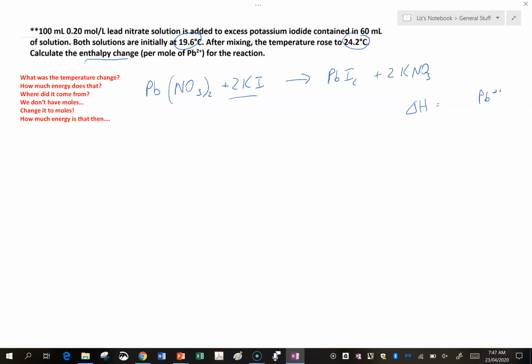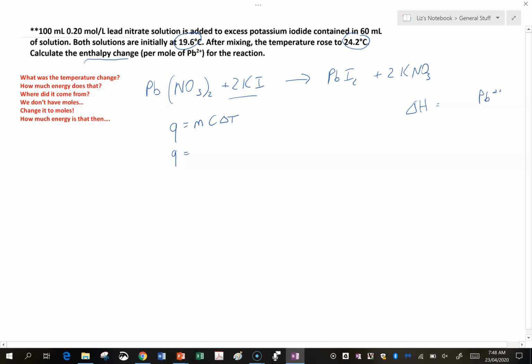So we need to know first how much energy is required to change the temperature of the water that much. For that we use Q equals m c delta T. M is the mass of the water, C is the specific heat capacity of the water, and delta T is the temperature change. Q is the amount of energy that's required for that.